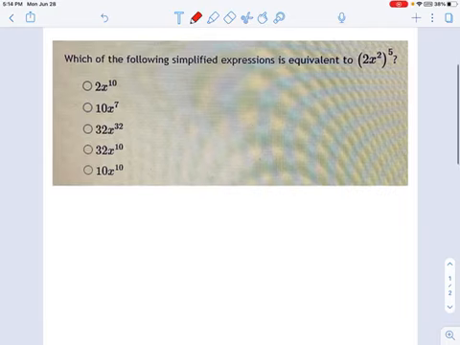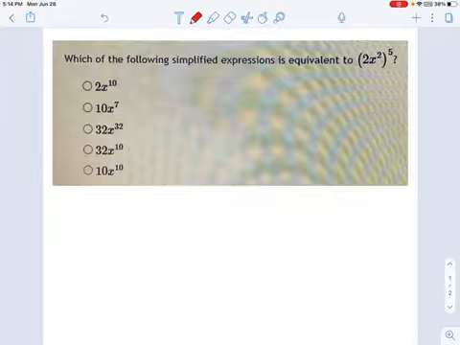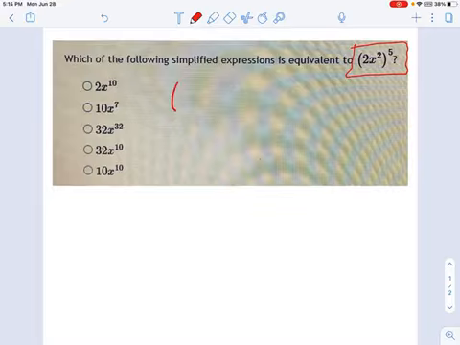So in this question, we're asked, which of the following simplified expressions is equivalent to, well, it's hard to describe it, but 2x squared with a to the fifth power on the outside. So you have to understand how exponents work in order to address this problem. When you have an exponent on the outside of a parentheses, and the inside of the parentheses is just one term, or in other words, a bunch of things multiplied together, it's pretty easy to do.